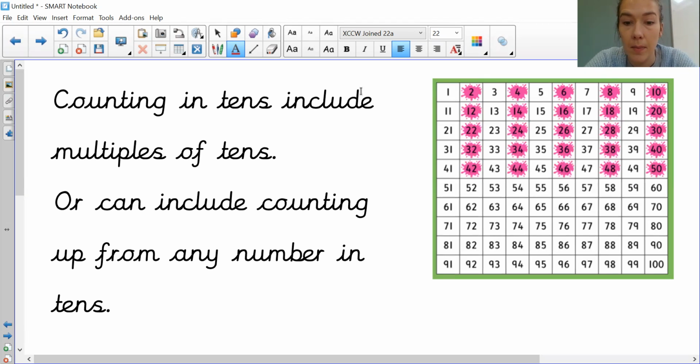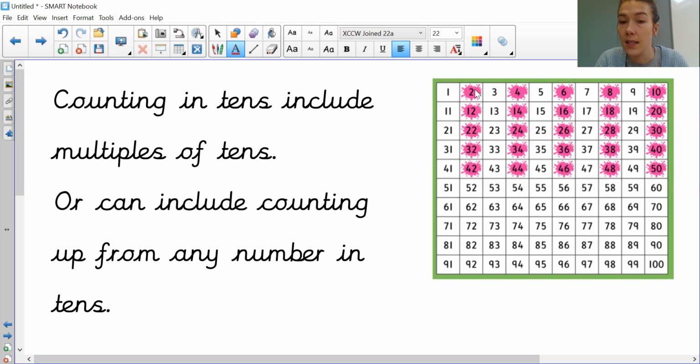A couple of things to remember. When you're counting in tens, obviously counting in tens can include your multiples of 10. So if you look down here, your multiples of 10 are the numbers that end in 0. So those are in your 10 times tables.